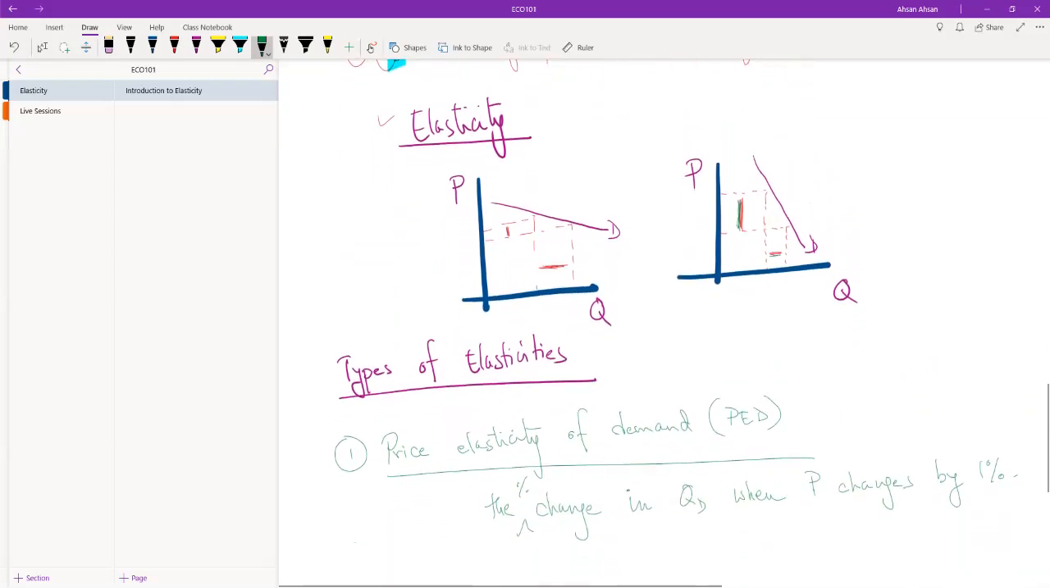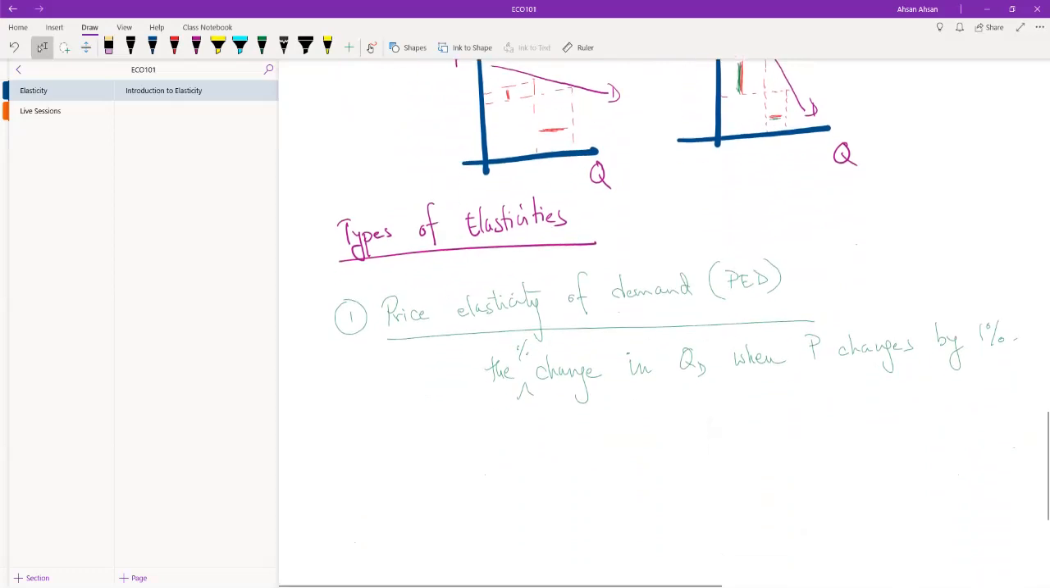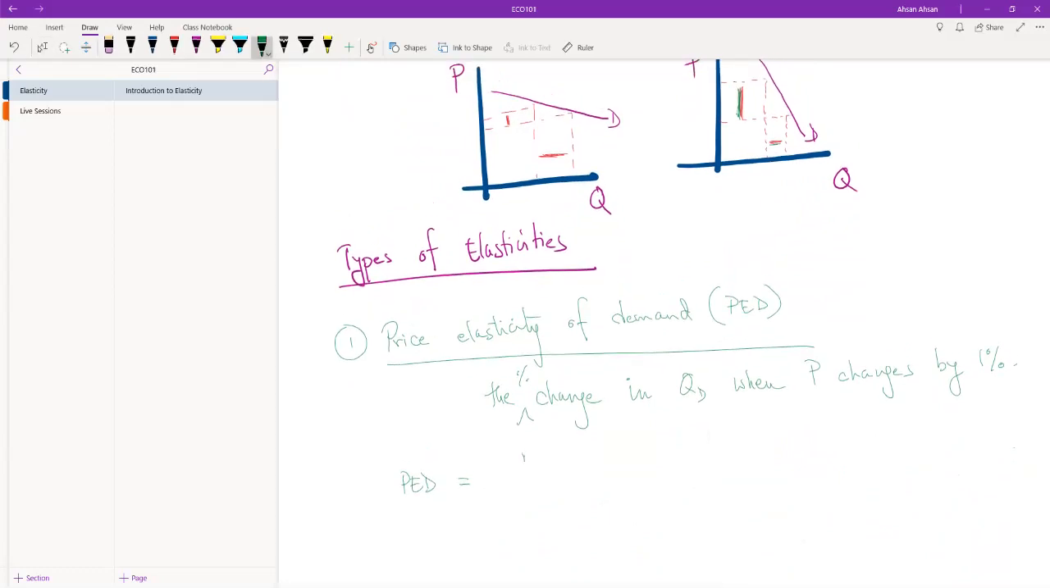Similarly, for something frivolous like a packet of chips, if price changed by 1%, we would expect the quantity demanded to change by more than 1%. So the formula for PED is this. The new quantity demanded minus the old quantity demanded, divided by new QD plus old QD divided by 2. This is together, this whole thing.